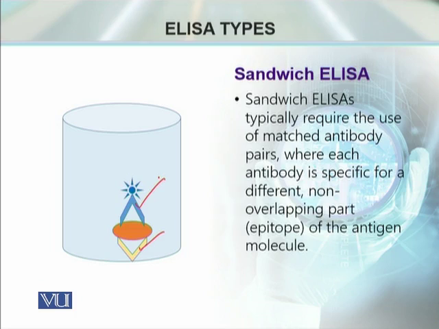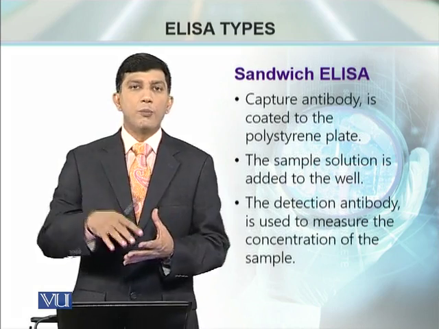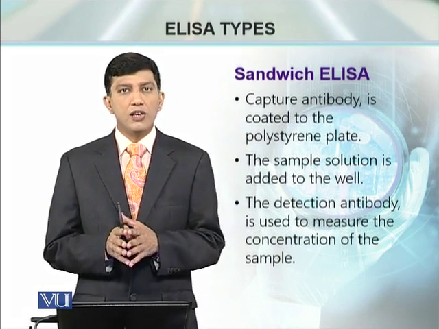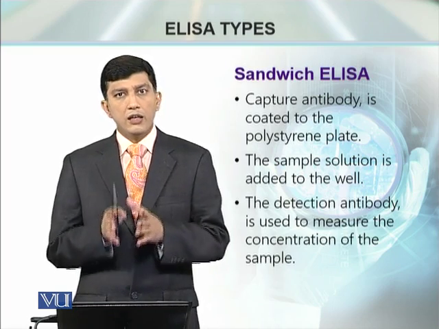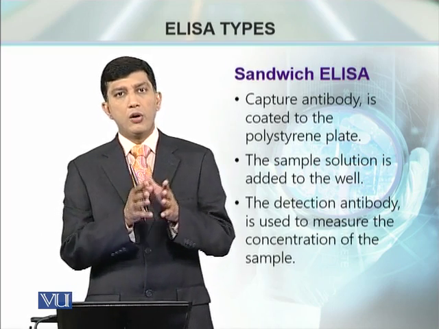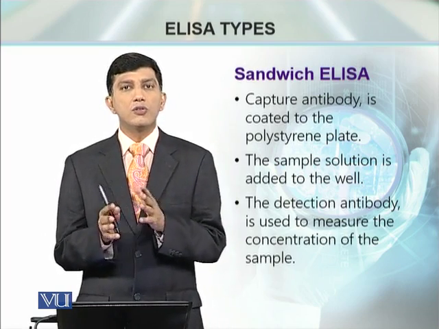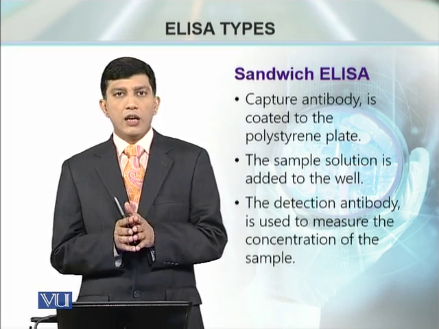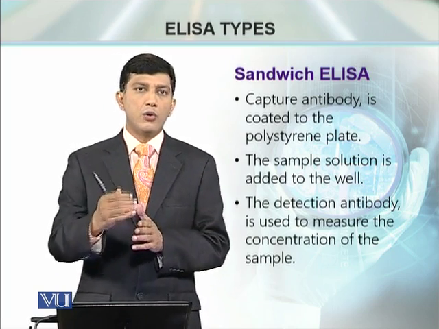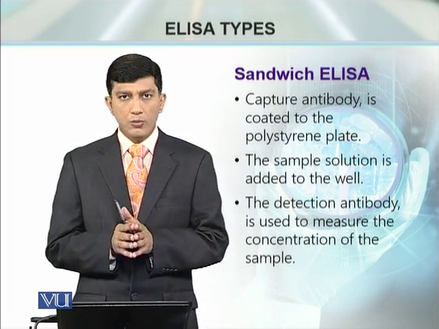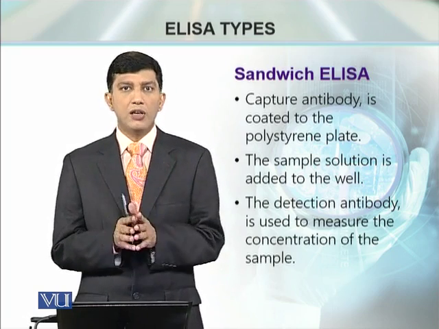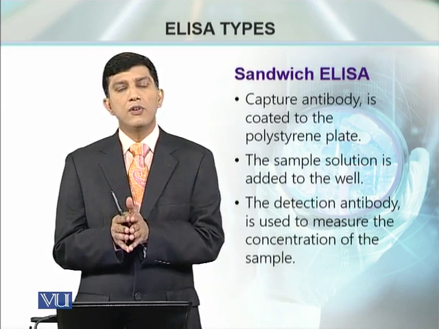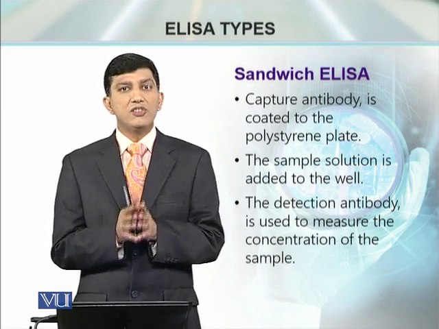Once we add the sample in the well that is coated with the capture antibody, that capture antibody will hold the specific antigen because of its specific segment in the antigen. And in the second step, we are going to add the detection antibody, which is also a primary antibody, but this is complementary, or this will recognize a different part of the same antigen.